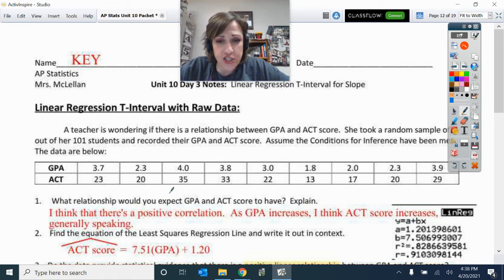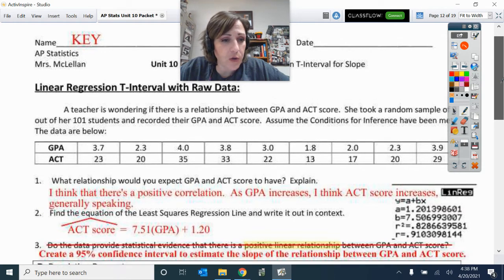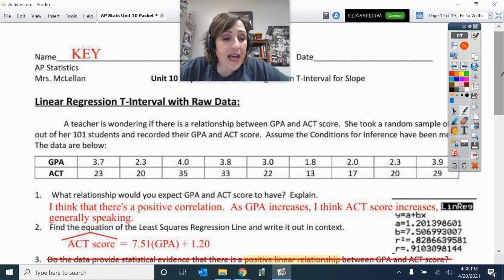What kind of relationship? Well, I think there's probably going to be a positive correlation because as GPA increases, in general, it's not going to be every case, but I think the ACT scores will increase, generally speaking. Okay. So find the equation of that least squares regression line and write it out in context.